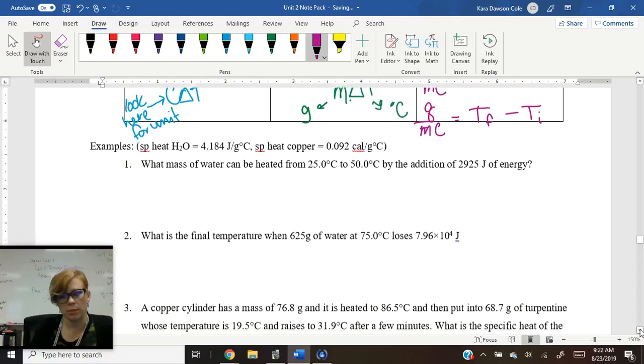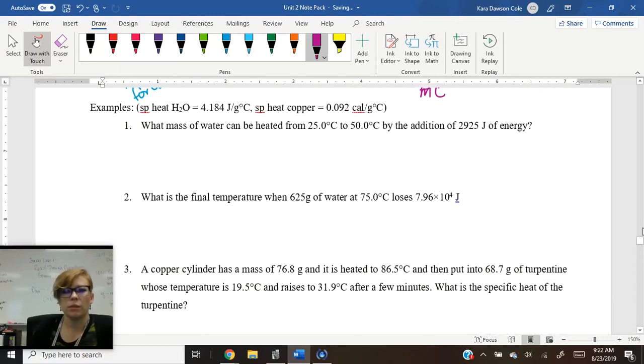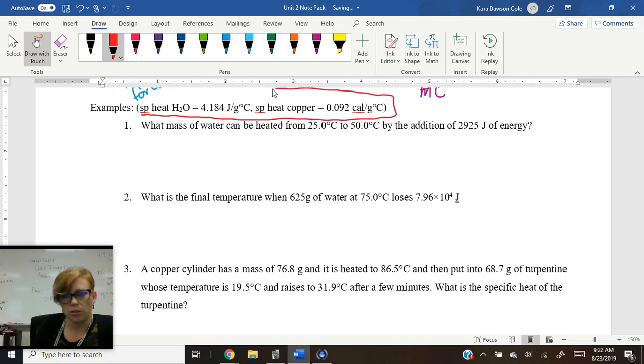So then let's look at a couple of examples here. Now, notice I have values up here. This will always be given to you at the top or in a table on your test, okay? These are your constant values. So these are your C values. So these are equal to C for the substance that we're looking for. So this is the specific heat of water, and this is the specific heat of copper, okay?